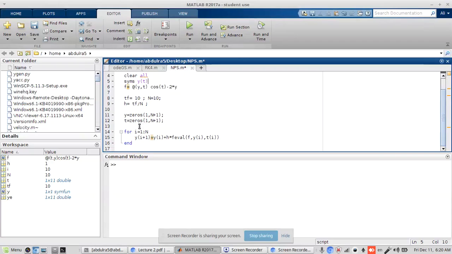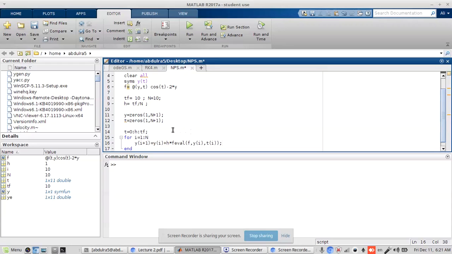So everything here is complete now, except t, which starts from 0 with an increment h and reaches tf. This is because I know the abscissa, the x-axis, which goes from 0 to tf. And let's close this statement also.